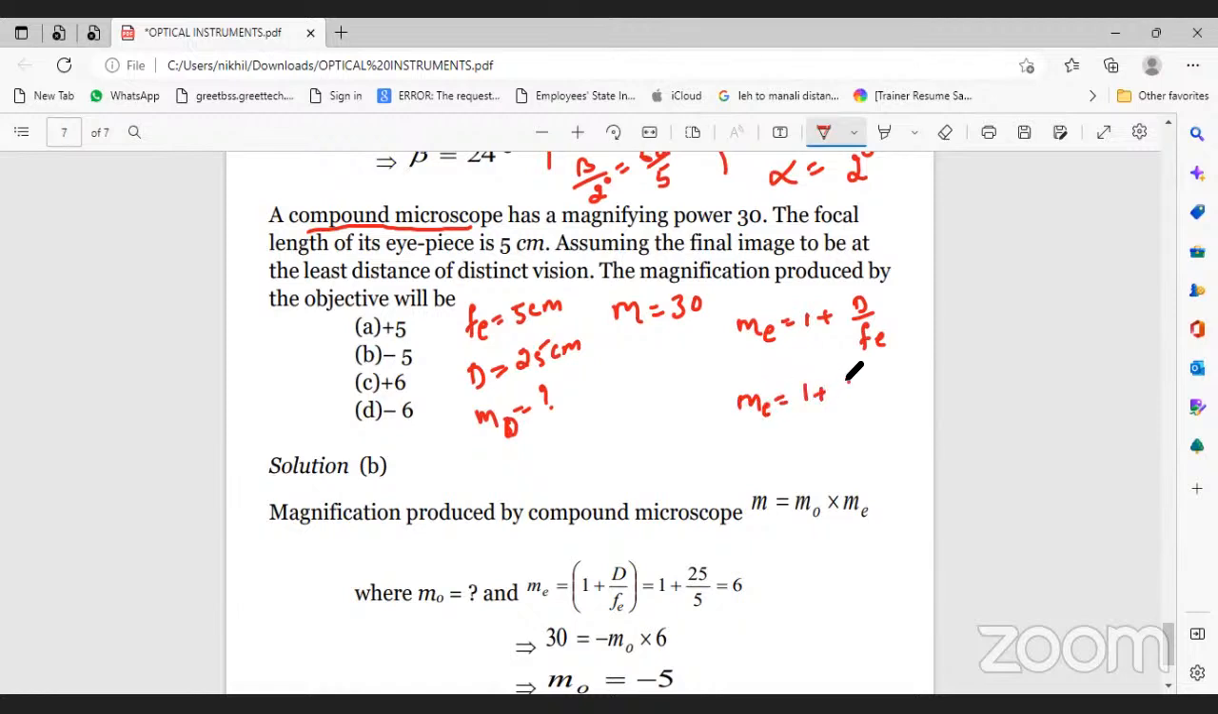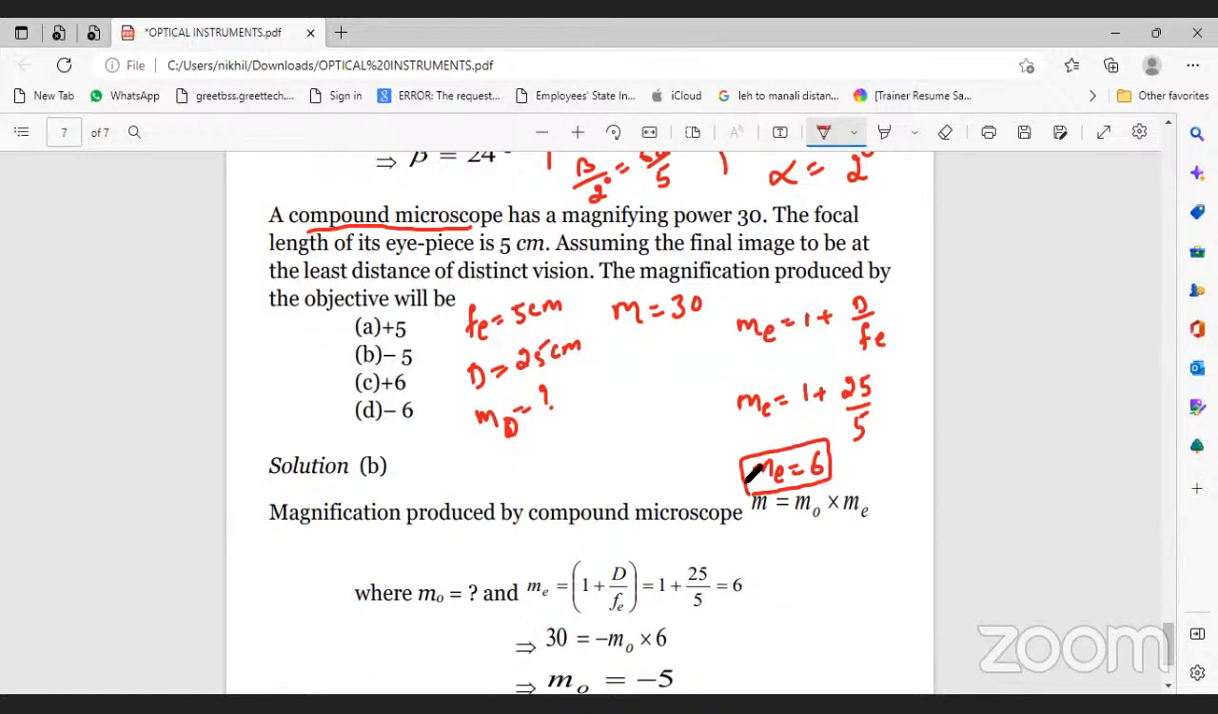What is the distance? 25. What about the focal length of the eyepiece? 5 centimeters. So 25 by 5 is 5. So 5 plus 1 will be 6. So the magnification for the eyepiece is 6.